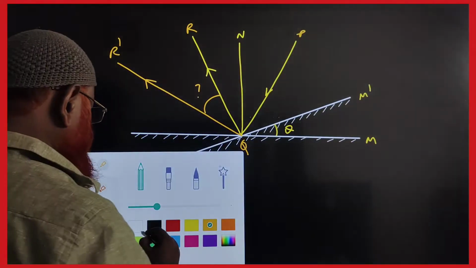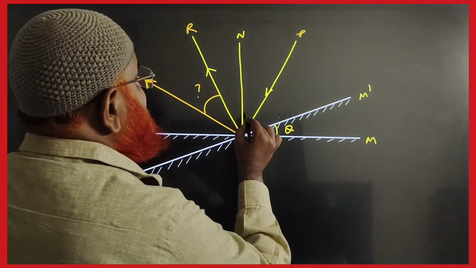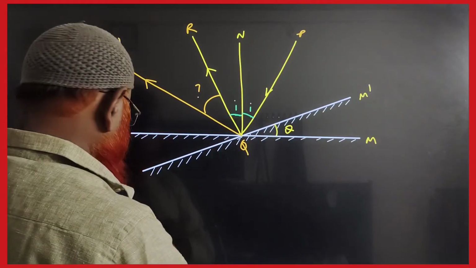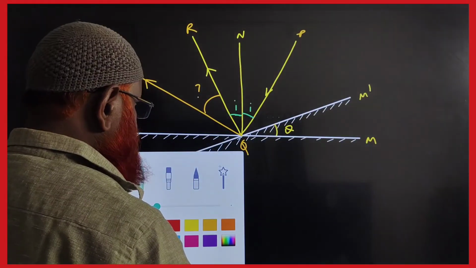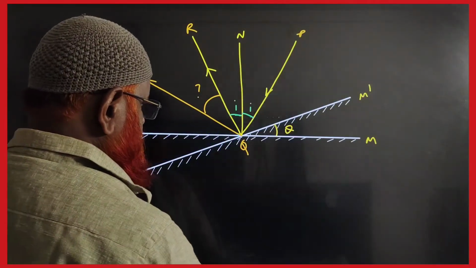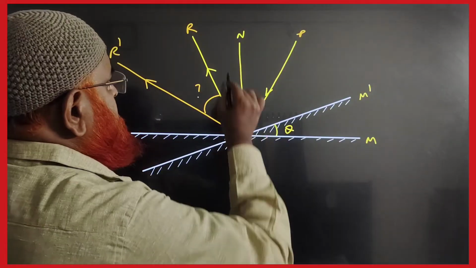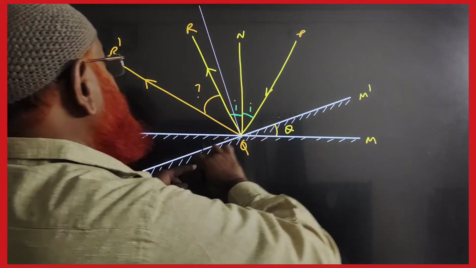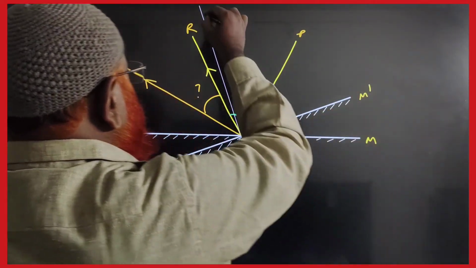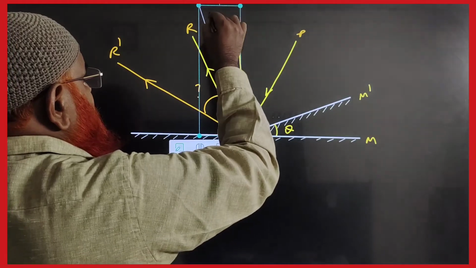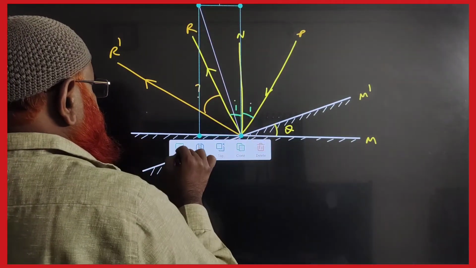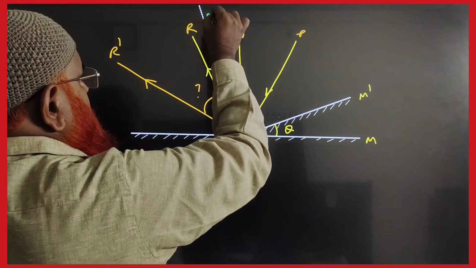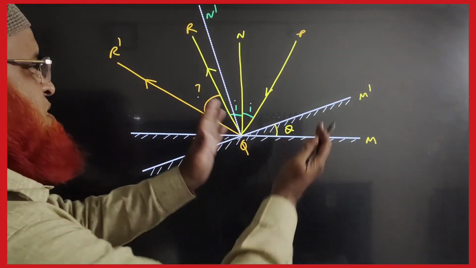So one thing you should remember here: this is I, this is I, isn't it? Now look, the mirror's normal was here, and that will also change. The normal of the mirror is now here. This is n dash, isn't it? So n has been changed to n dash.